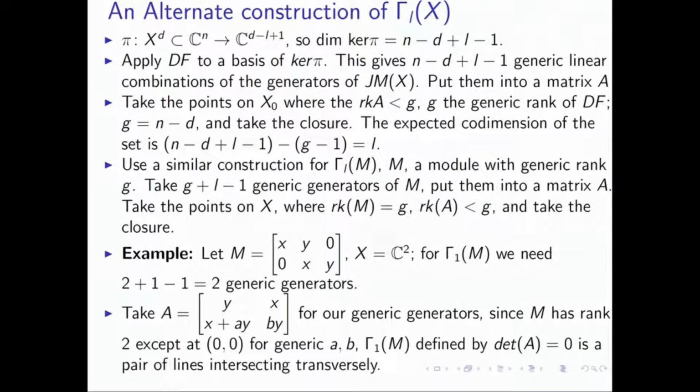Now, M is going to have rank 2 except at (0, 0) for generic A, B, so that gamma 1 is defined by the determinant. And again, if you just check this out, you just get a quadratic form, which, if it's non-degenerate, has two lines intersecting transversely.